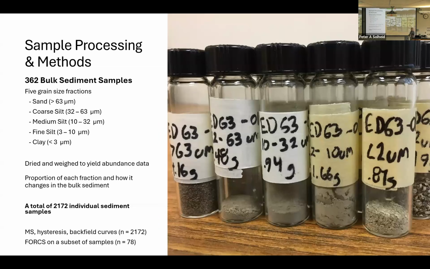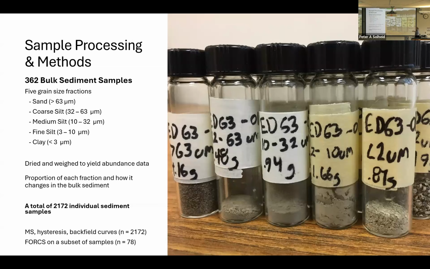We took 362 bulk samples across those 5 records, and then we split them down into 5 different grain size fractions. So we did a sand fraction, greater than 63. We did that by sieving. Coarse silt, again by sieving, greater than 32. Medium silt, fine silt, and a clay size fraction. We split those out by time settling in settling columns.